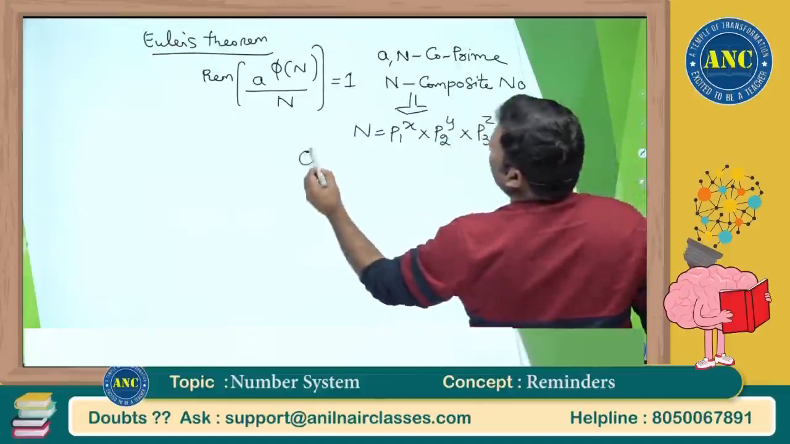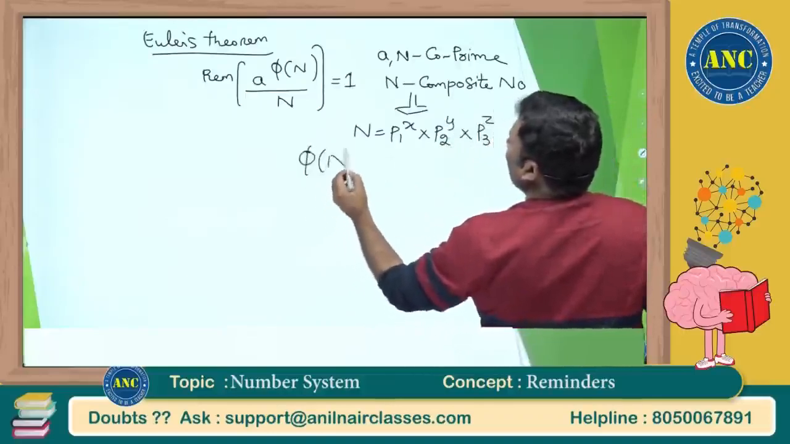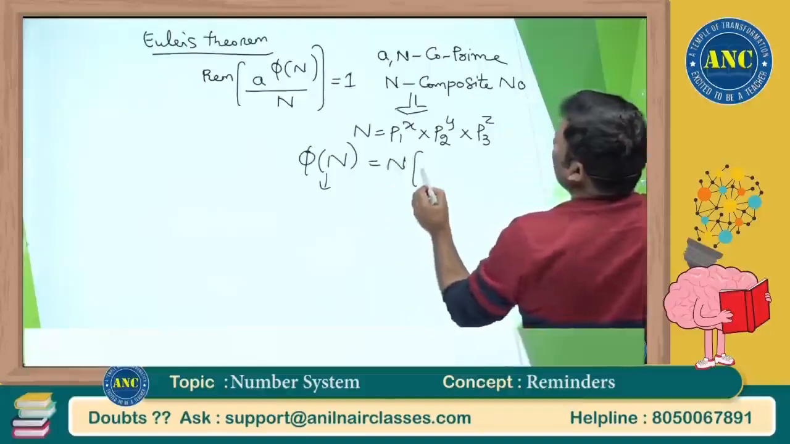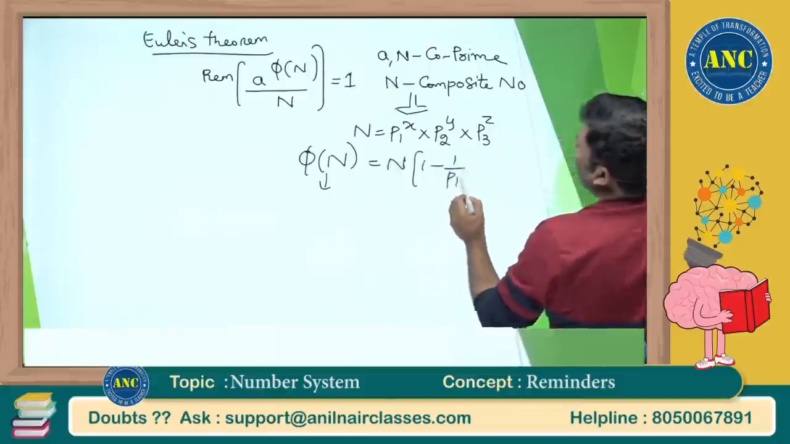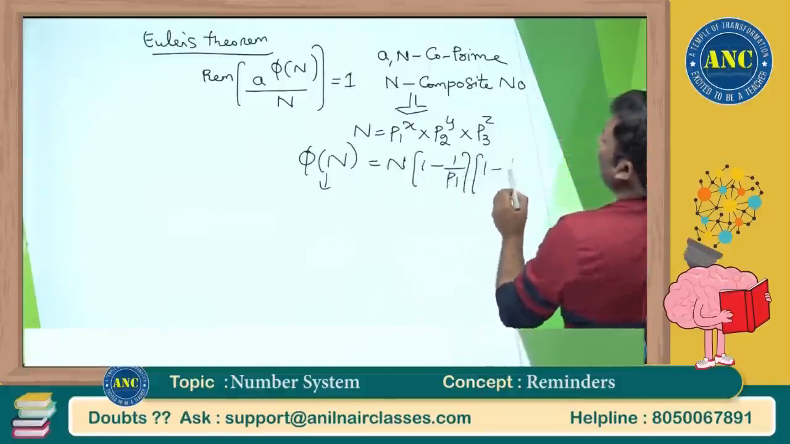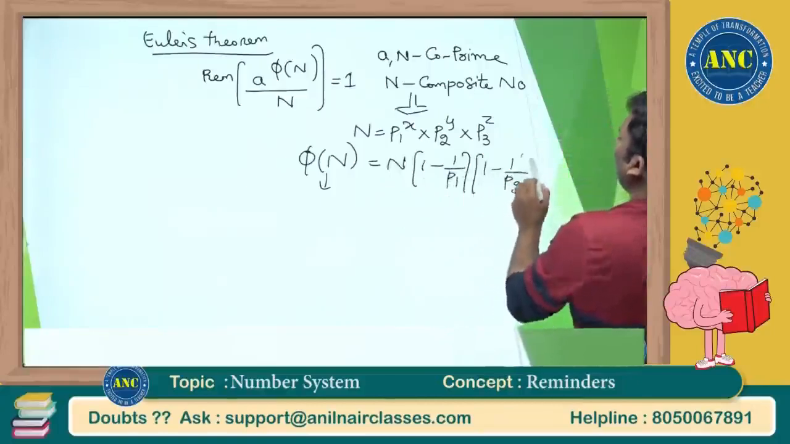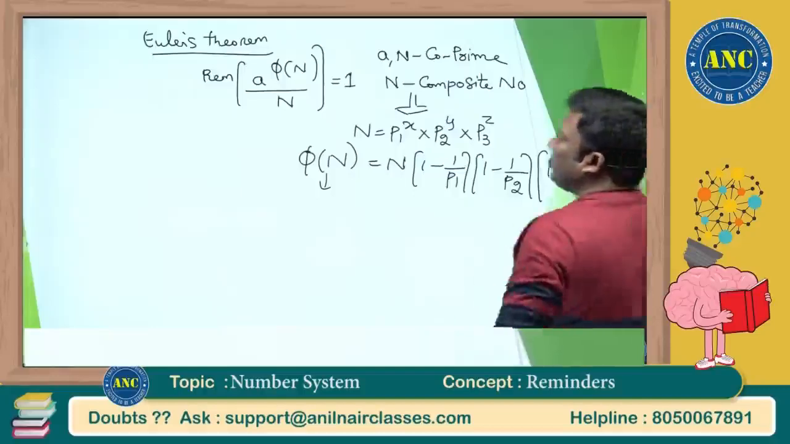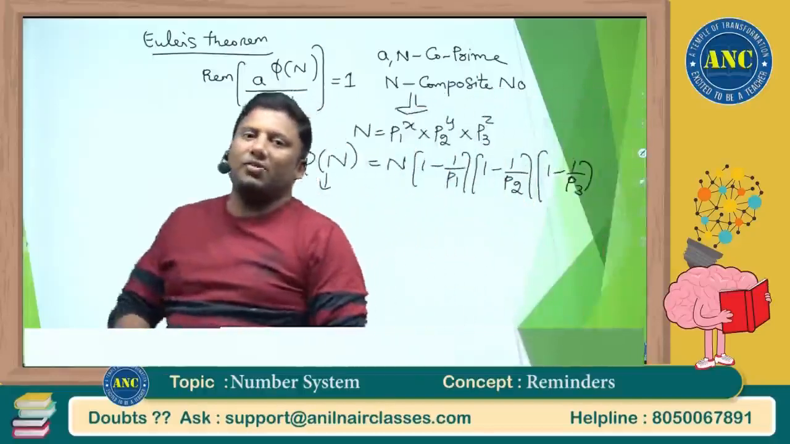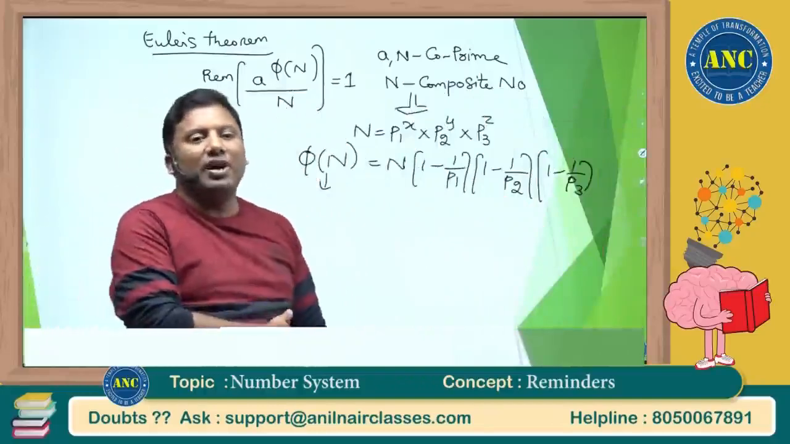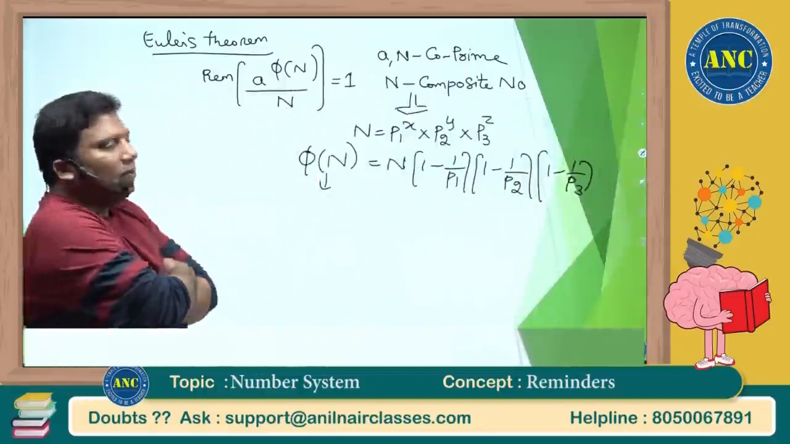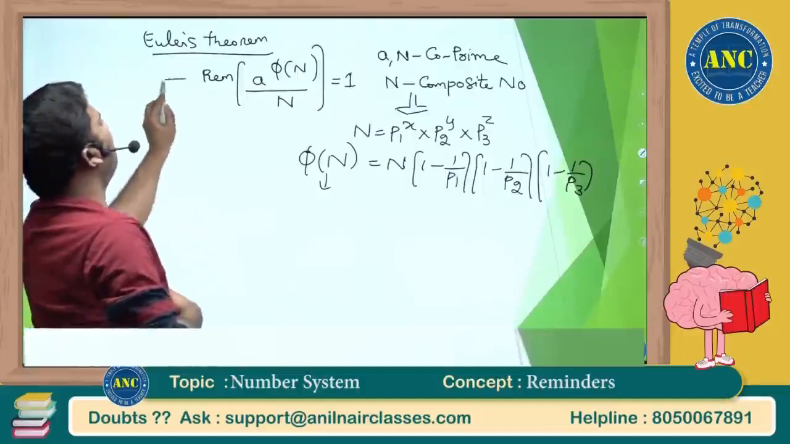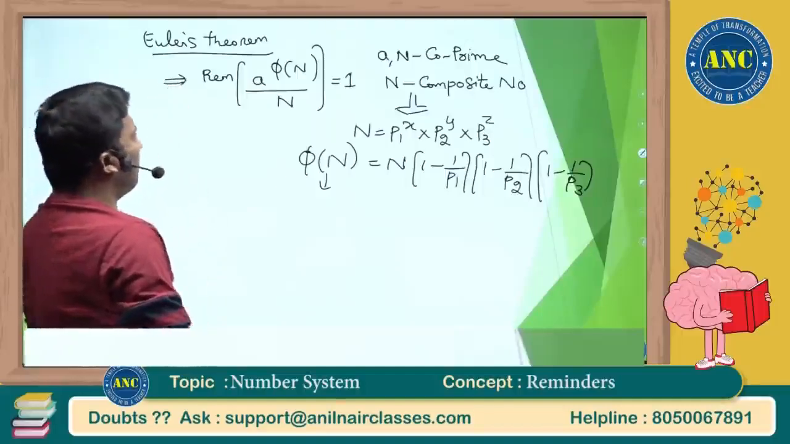So what do we mean by the quotient of n? The quotient of n is nothing but n into (1 minus 1 by P1), (1 minus 1 by P2), (1 minus 1 by P3). We have seen this case yesterday, and we have done a lot of problems where the denominator is a composite number.